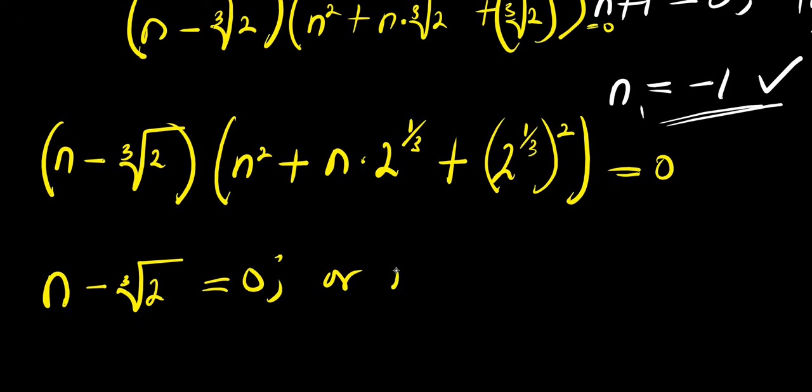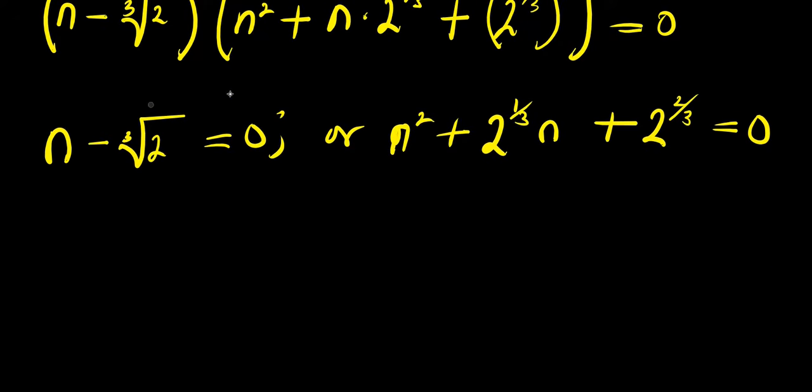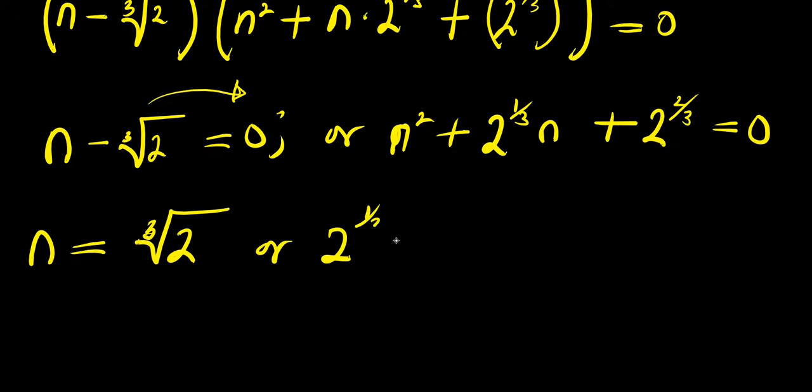So right now, I can easily have n minus cube root of 2 equals 0, or I have n squared plus 2 power 1 over 3 times n plus, multiplying the exponent, 2 power 2 over 3, and this equals 0. So to solve for a real value of n, I simply move this over here. I have n equals the cube root of 2, or 2 power 1 over 3.